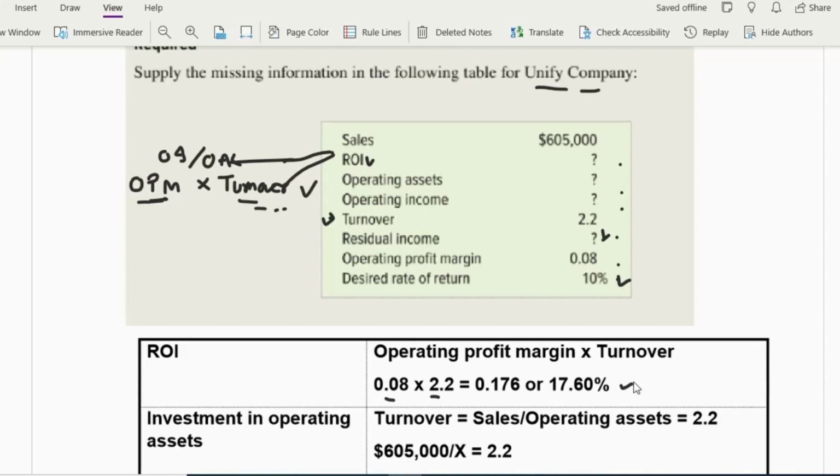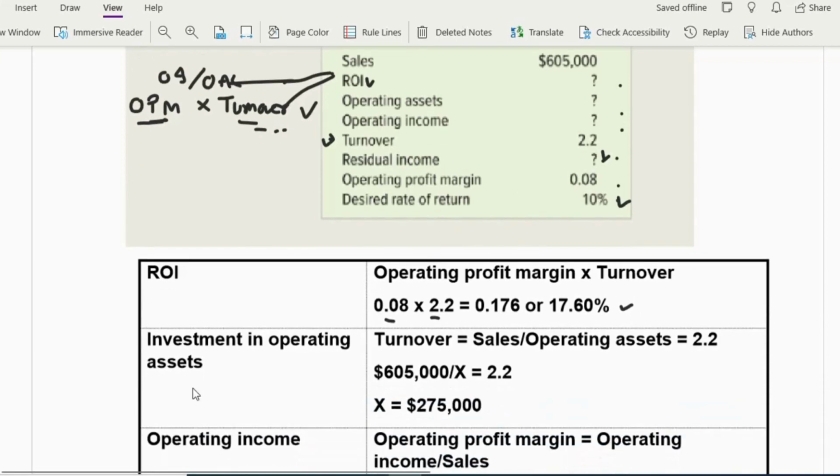Next, I need to calculate the operating assets. Investment in operating assets and operating assets are both the same thing. Now we know the formula for turnover as well. What is the formula for turnover? Turnover is sales divided by operating assets.